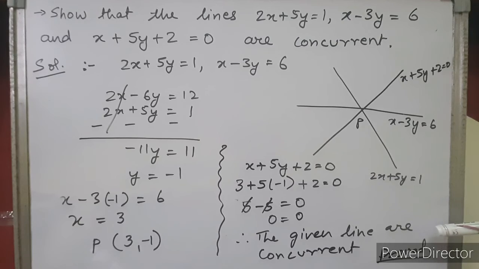So now we can say that the given lines are concurrent. The given equations of lines are concurrent, right? Note down the solution, please.